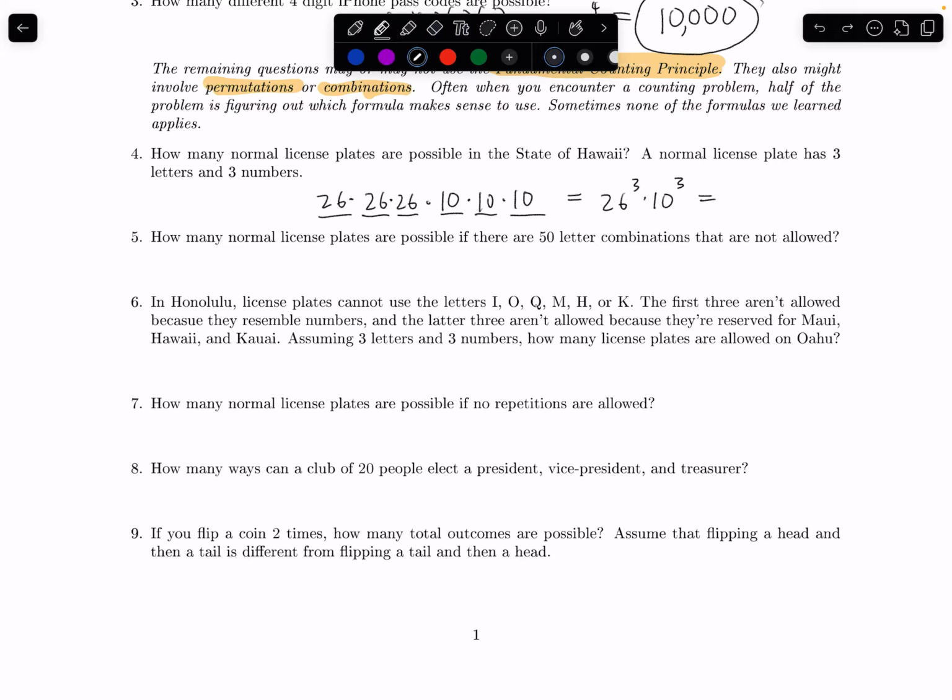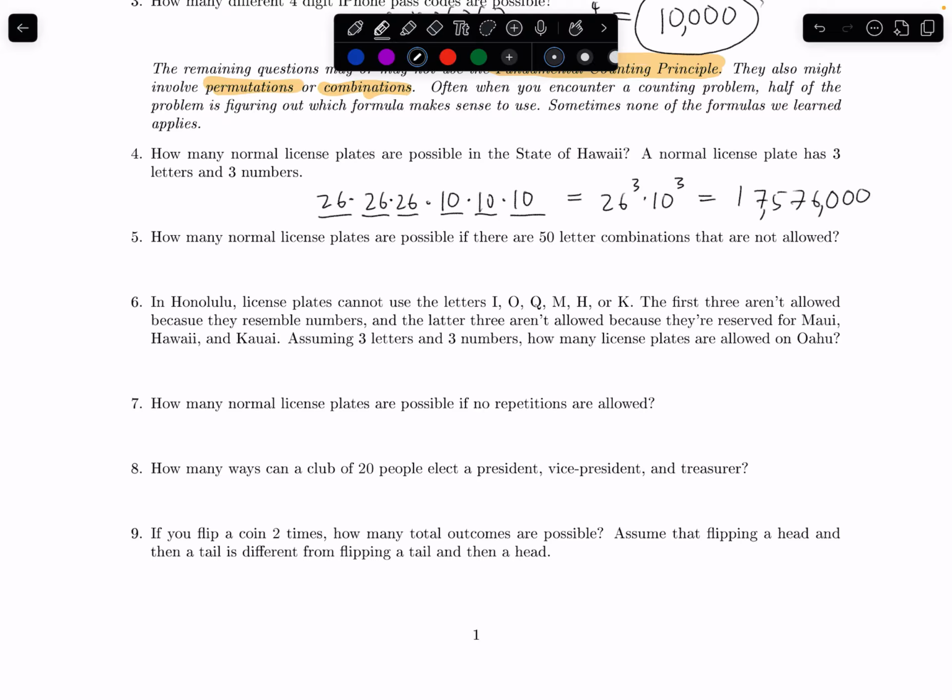Okay, I'm just going to punch this into my calculator and assume that you guys are able to do that same thing. And I get 17,576,000. Oops. Sorry. So that's 17 million, 576,000. Quite a big number, yeah? With only 6 spots, 3 letters and 3 numbers.